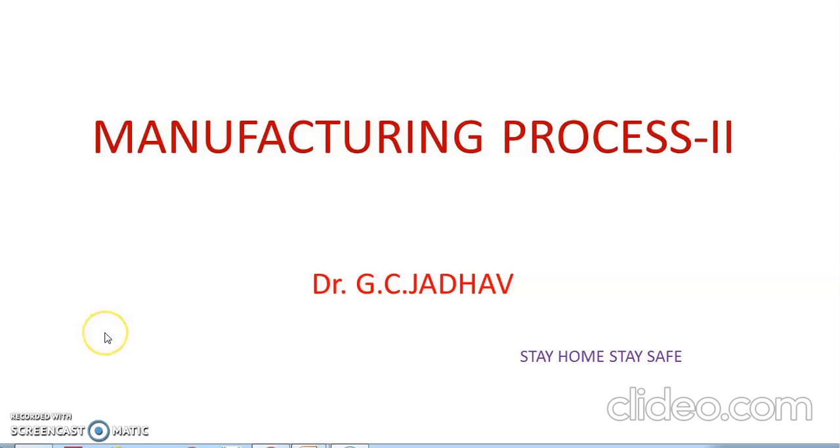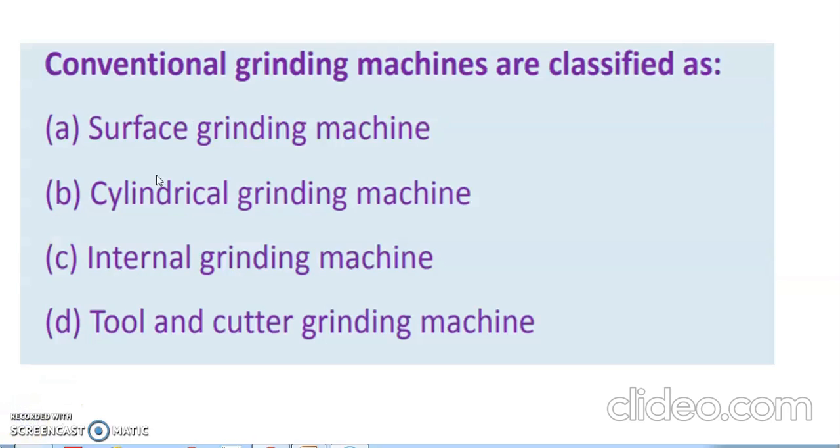Now, today we will see about the types of grinding machine. Grinding machines are generally classified on the basis of finished parts having cylindrical, flat or internal surface. So these are the classification of grinding machine.